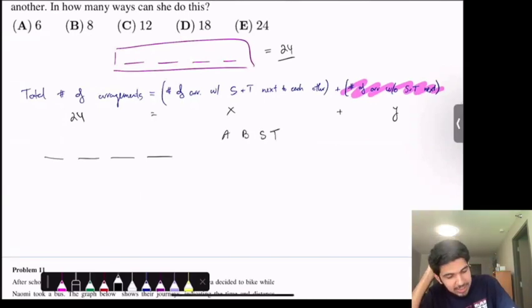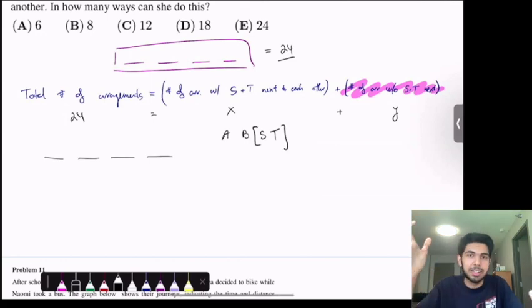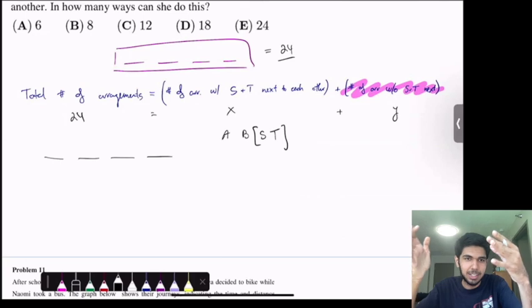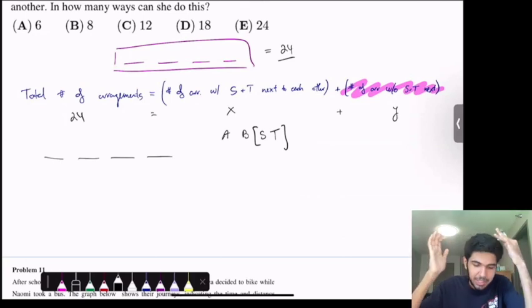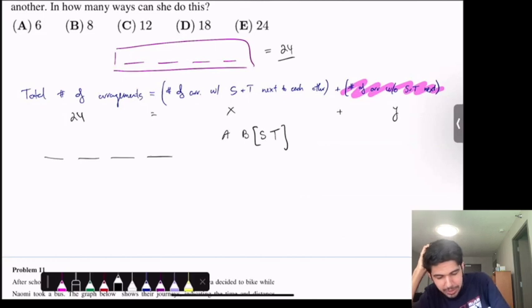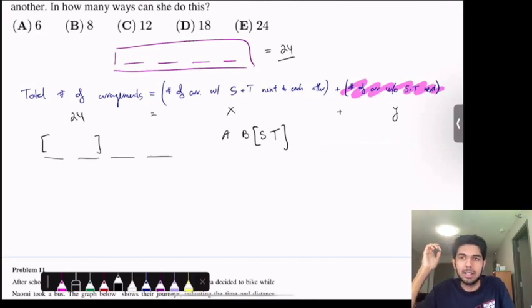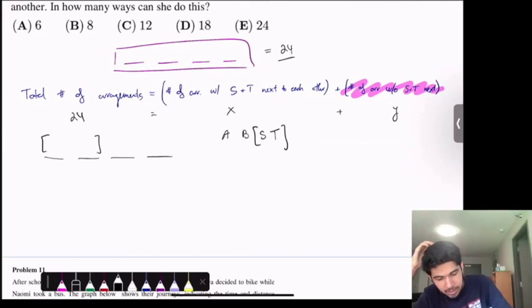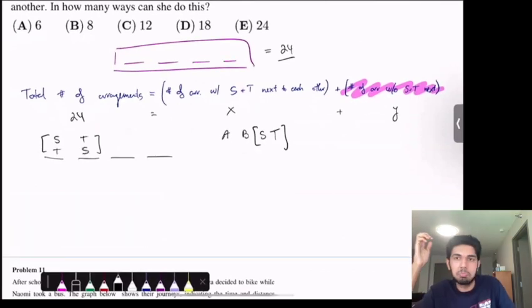So let's consider S and T as a grouping. We'll just group them together and we'll place them right next to each other. So what I mean by that is let's first fix the grouping to take up these 2 spots here. So S and T are in that grouping, they definitely will be next to each other. So we can have S here, T here, or we can have T here, S here. Either way it works, they're right next to each other.